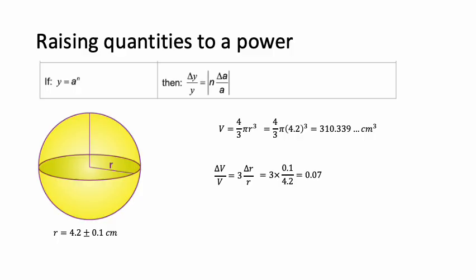or we could call that 7% if we wanted. And then, as before, to find the absolute uncertainty, all we have to do is find 7% of our value, of our 310 centimeters cubed. So delta V is the fractional uncertainty, delta V over V, times V, which comes out to 20 centimeters cubed when we round off to one significant figure. That means the final answer that I would write down for the volume is 310 plus or minus 20 centimeters cubed.